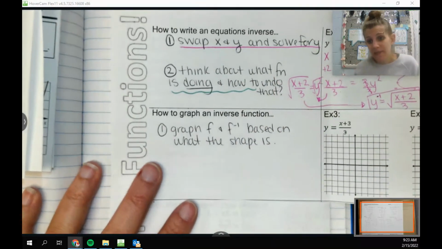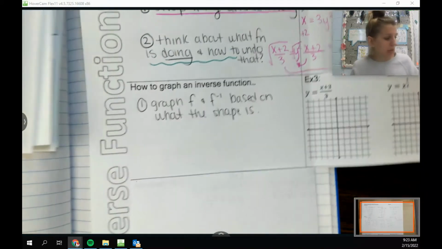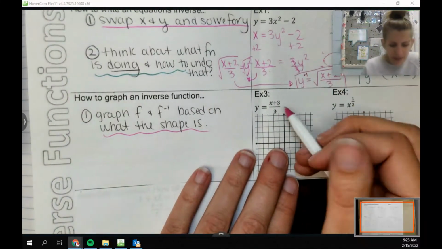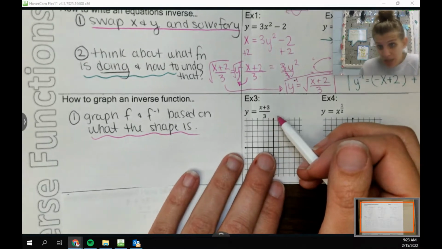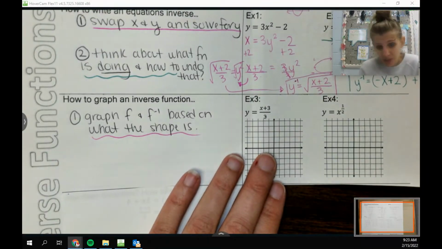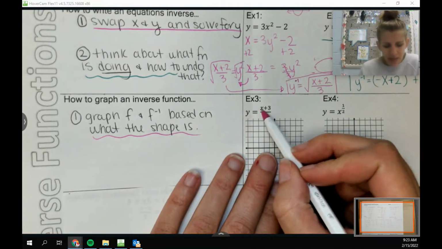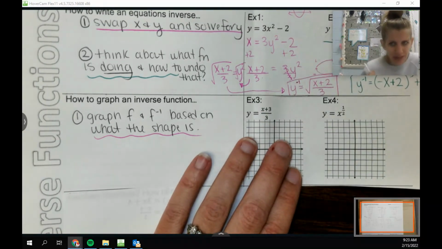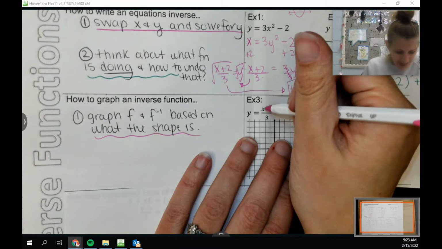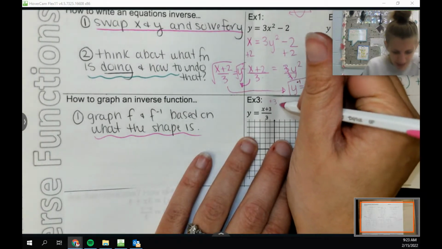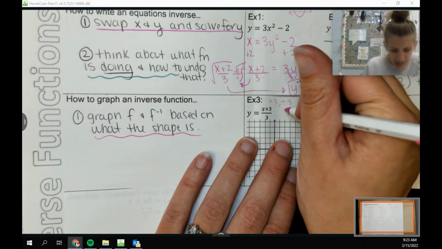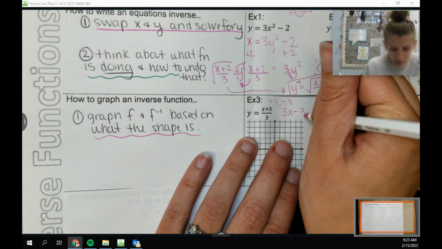Now this one requires that I find both. Okay, so again, I'm going to do an example of each. So if I do this first one here, right now I only know the function itself, so I have to find the inverse. So I could swap my x and y. And then actually I'm going to do the thinking about it because that's faster. So if I know x, I'm going to add 3 and then divide by 3. So if I just undo that, I take x and I multiply by 3 and I subtract 3.